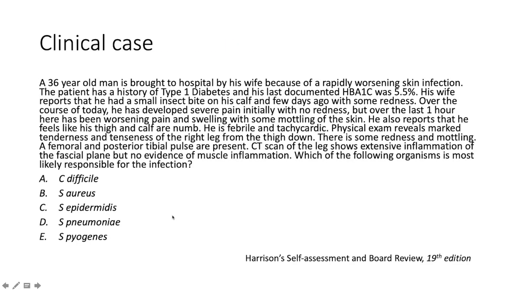So back to our clinical case, guys. We had a middle-aged man with type 1 diabetes, an insect bit him on his calf, and now he has developed severe pain but no real redness, and there's some skin mottling, right? And he has anesthesia or hypoesthesia of that affected limb. He's febrile, he's tachycardic, right? CT shows extensive inflammation of the fascial plane, but no evidence of muscle inflammation.